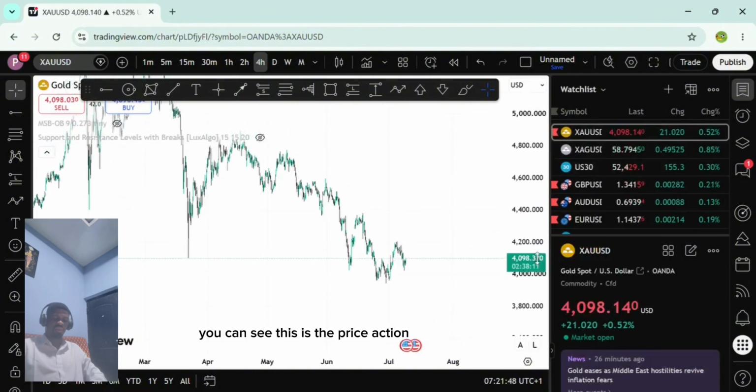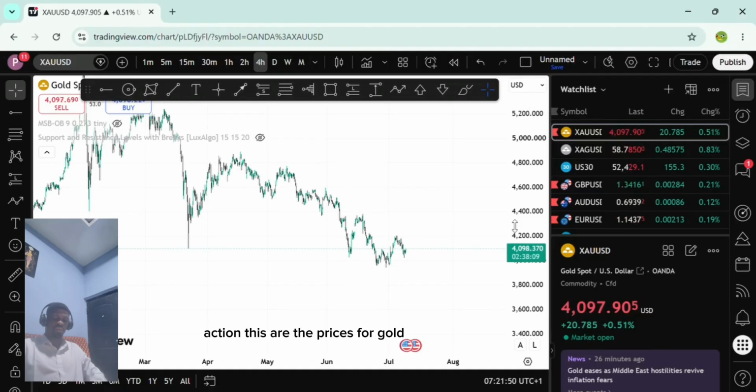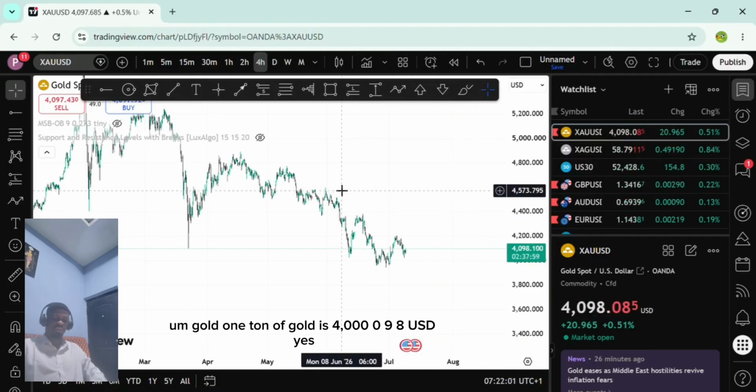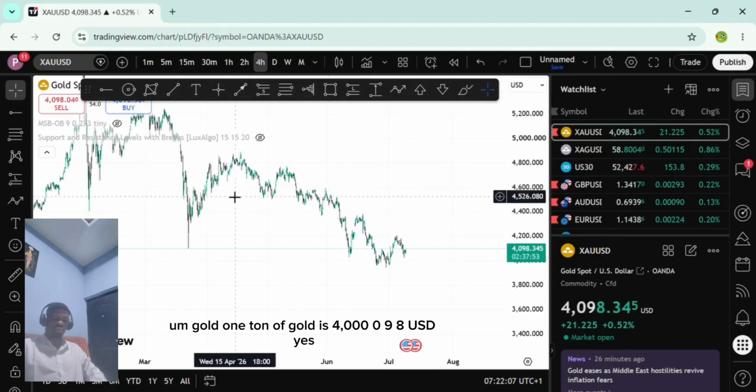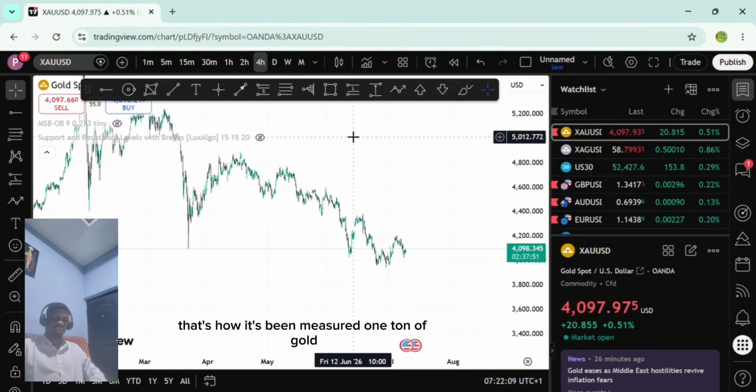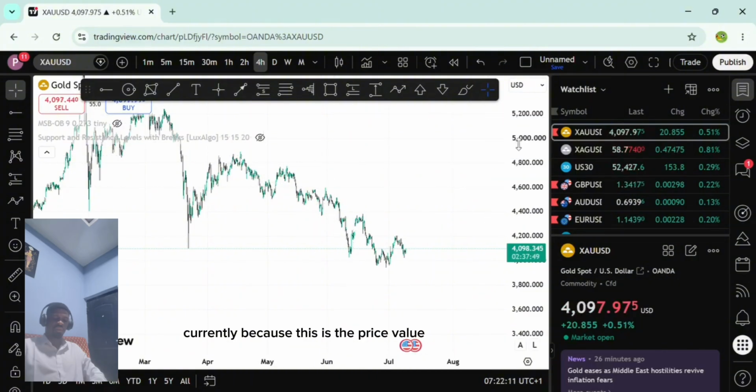You can see this is the price action. This side is the price action. These are the prices for gold. Currently the price for gold is 4,097 or 4,098, equivalent to one ton of gold. One ton of gold is 4,098 USD. Yes, that's how it's been measured, because this is the price value, and this price is significant to USD.